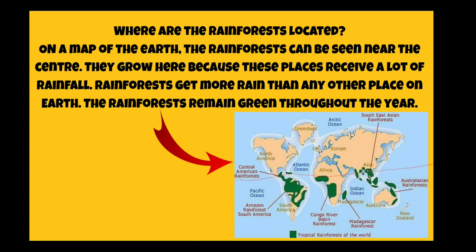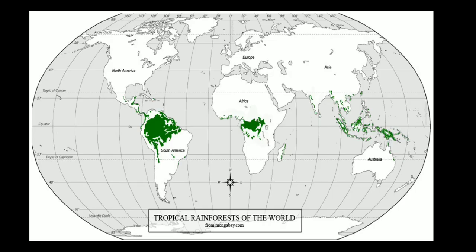Rainforests get more rain than any other place on Earth. So this is the place which gets the most rain. The rainforests remain green throughout the year. So they do not shed their leaves. They do not become bare in winter, right? So they remain green throughout the year.